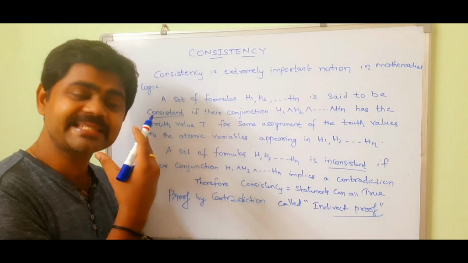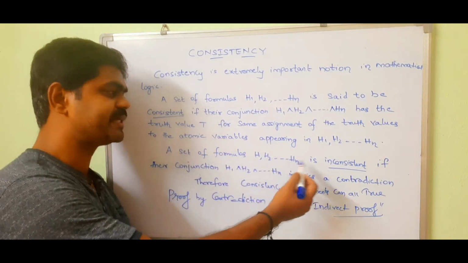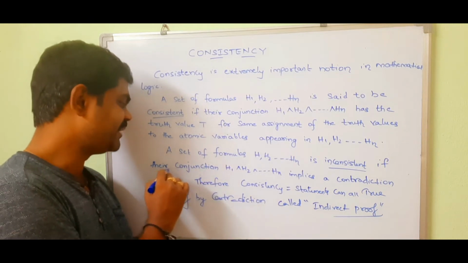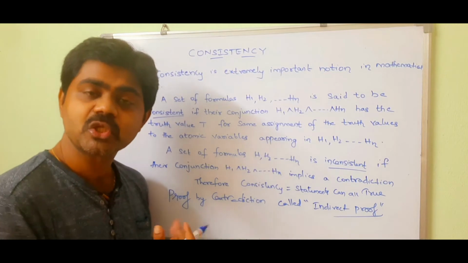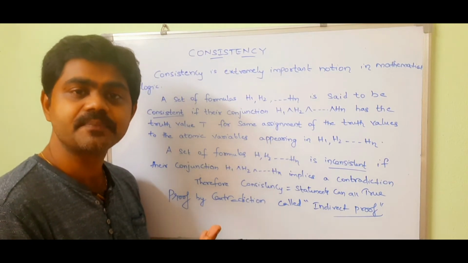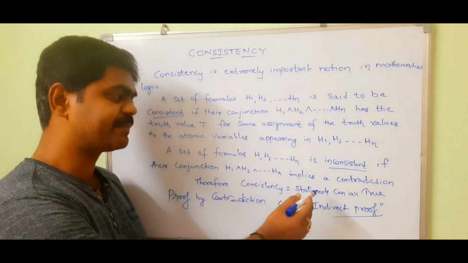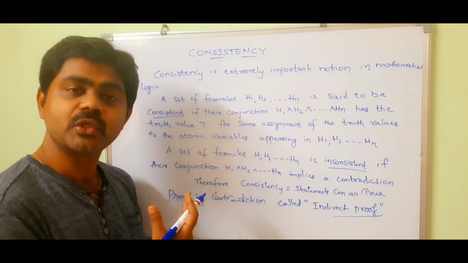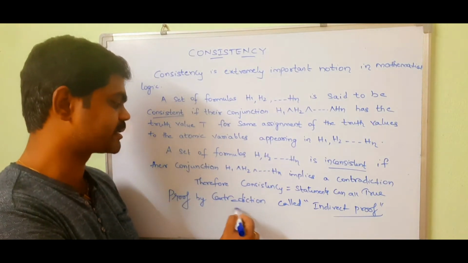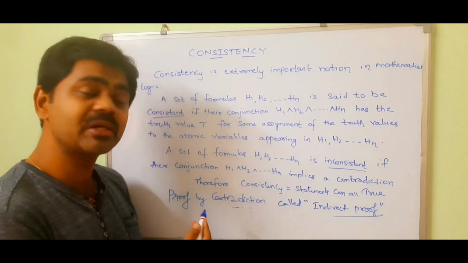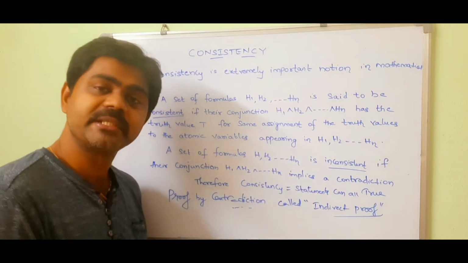So exactly vice versa is inconsistency. A set of formulas H1, H2, Hn is inconsistent if their conjunction, H1 and H2 and Hn, implies a contradiction. So contradiction means all false. Therefore consistency means the statements can all be true. So the rule of inconsistency is also called proof by contradiction. So proof by contradiction is nothing but the rule of inconsistency. So that's what contradiction means, all false, right?